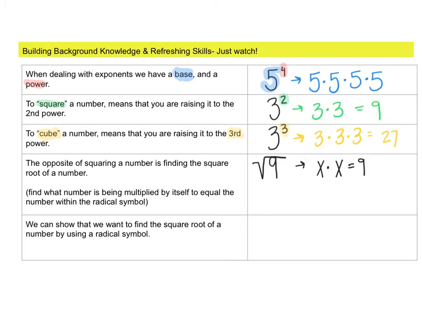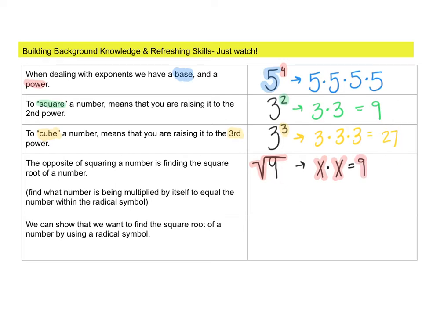Moving on to a little bit of new learning, it says the opposite of squaring a number is finding the square root of a number. It's basically asking us to find what number is being multiplied by itself to get that number within the radical symbol. So this is a radical symbol. And it's asking us, this number inside, this 9, what number multiplied by itself equals 9?